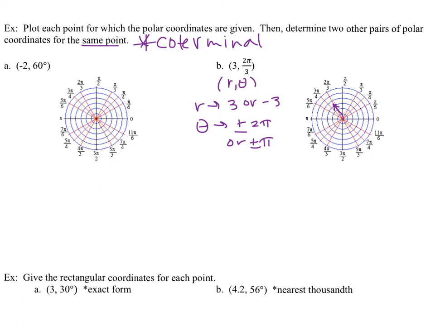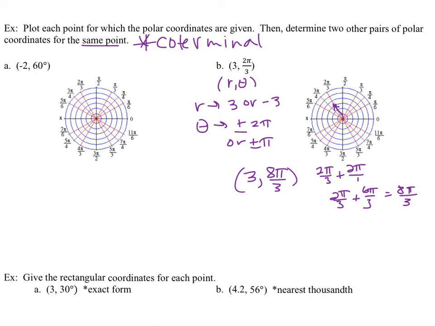If we keep our R value positive, and we want to have a coterminal answer with 2 pi over 3, if we take 2 pi over 3 and we add 2 pi over 1, that's just like how we got coterminal angles back in chapter 7. We simply need a common denominator. 2 pi over 3 plus 6 pi over 3 would give us 8 pi over 3. That means 3 and 8 pi over 3 would have the same end location as 3 and 2 pi over 3.